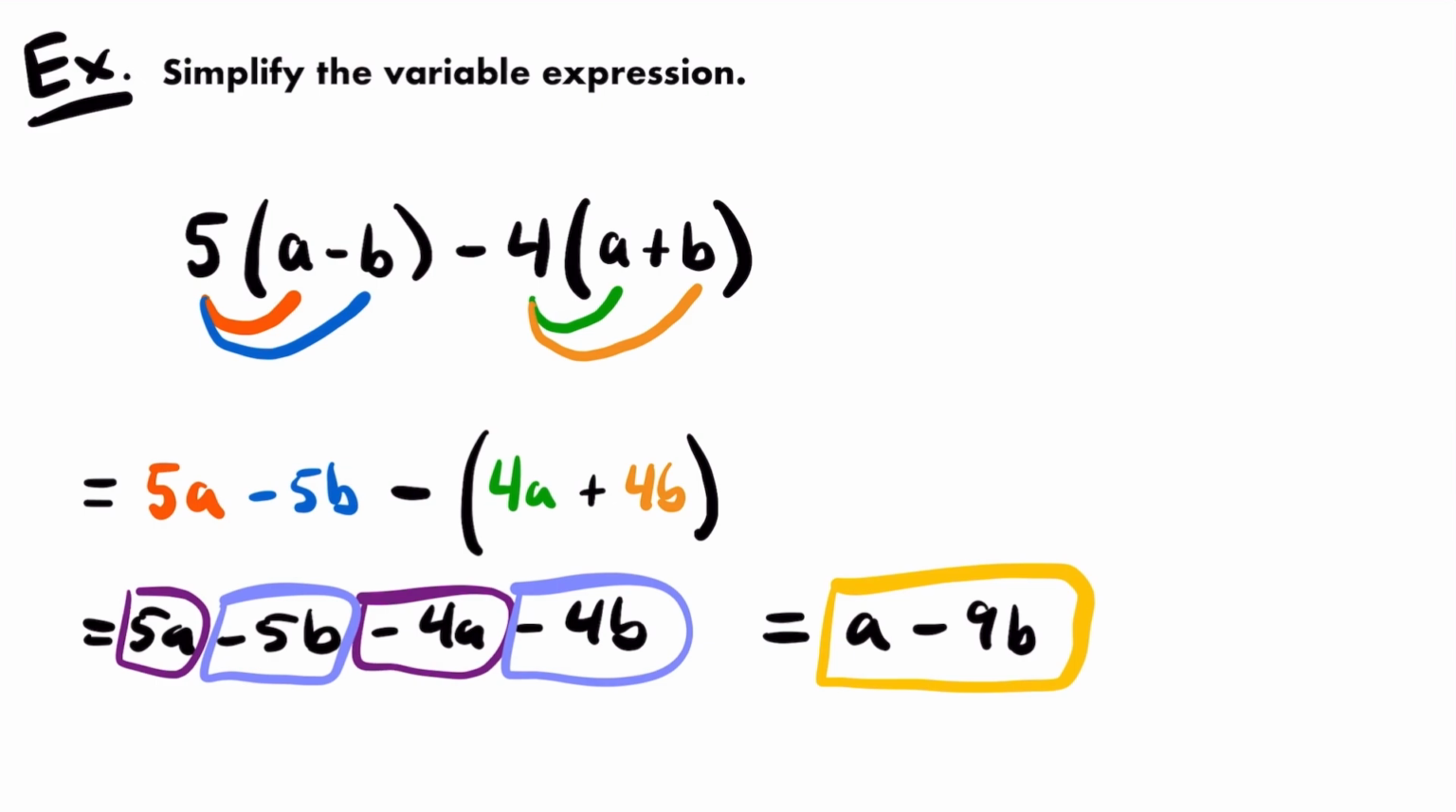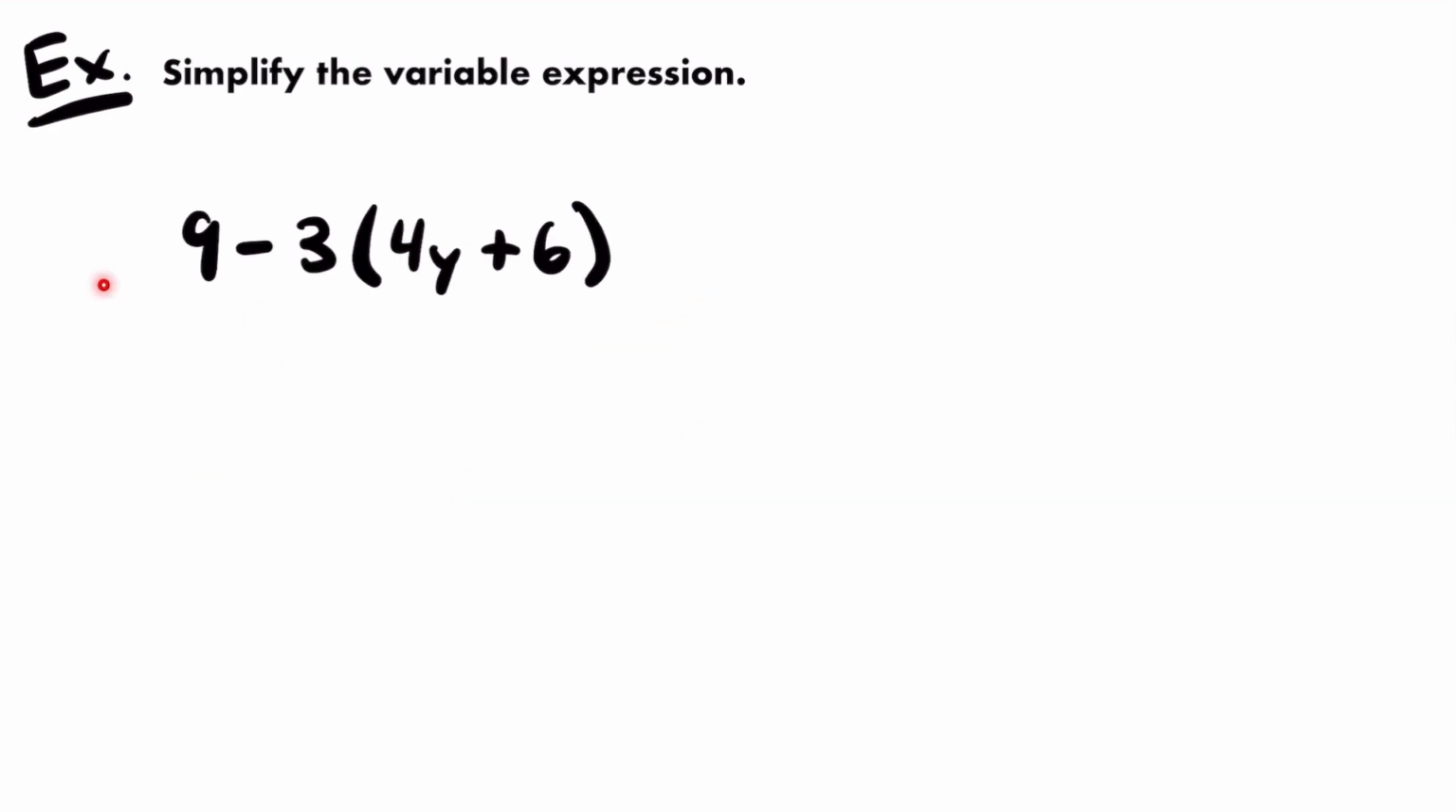Okay, but let's take a look at another example. Here we want to simplify this variable expression, 9 minus 3 times the quantity 4y plus 6. Okay, so this time we only have one instance where we need to use the distributive property. And so let's do that here. We're going to be multiplying negative 3 by both of these terms. At least that's how I'm going to do it this time.